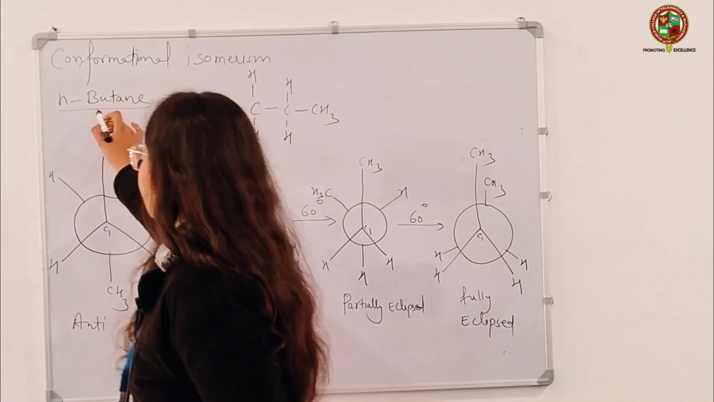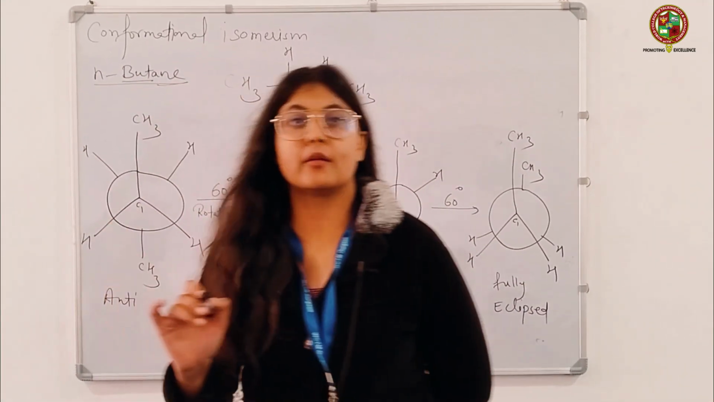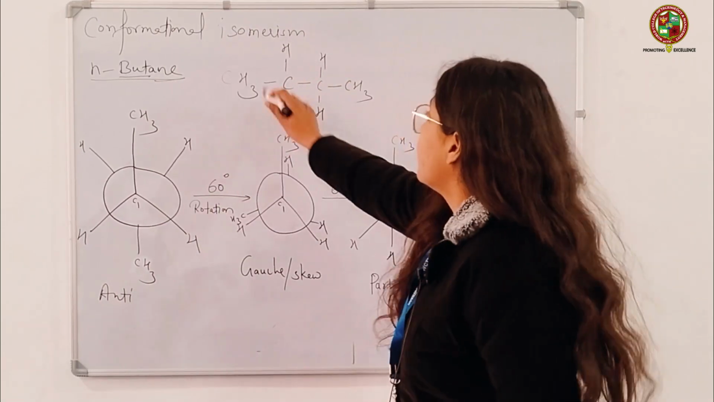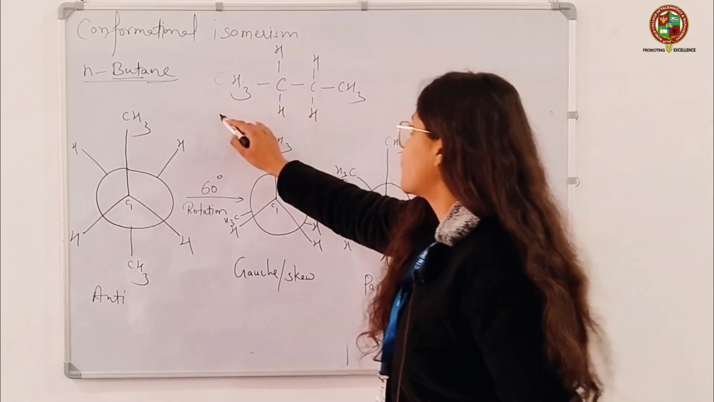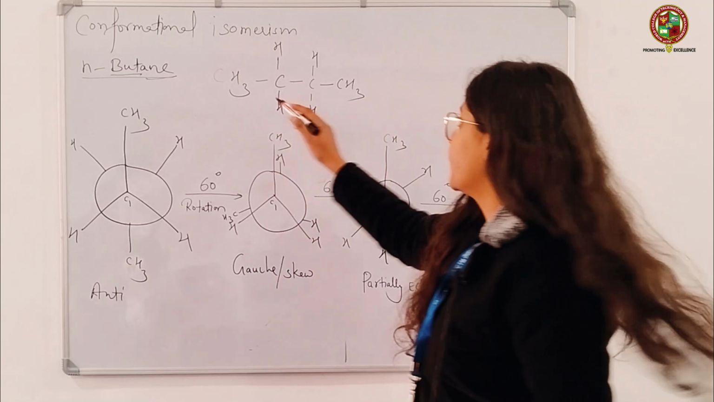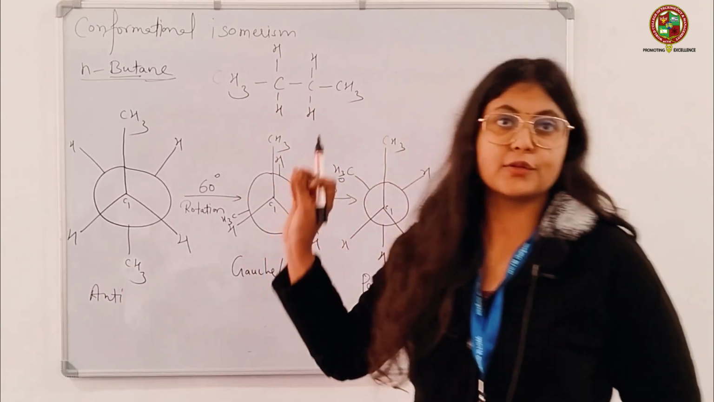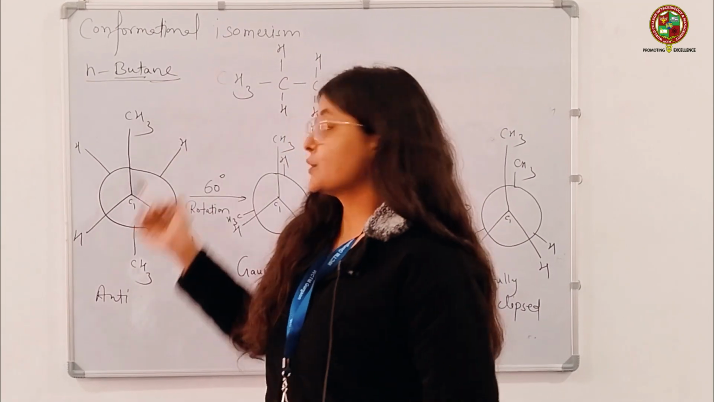Butane means 4 carbons, and N means single bond. Okay? Now we first have to draw the structure of N-butane. So we can draw it like that: CH3, C, C, C. 4 carbons, and all the hydrogens are attached to carbons. Okay? Now let's start with the conformations of butane.